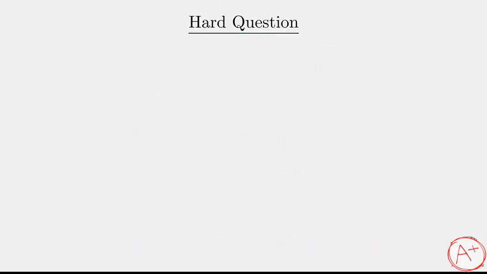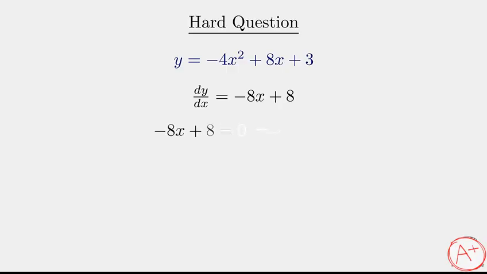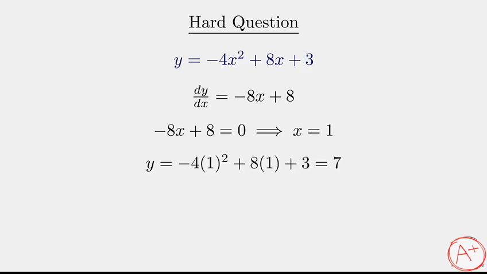For the hard question, y equals negative 4x squared plus 8x plus 3. Differentiate. dy dx equals negative 8x plus 8. Set to 0. Negative 8x plus 8 equals 0 implies x equals 1. Find the y-coordinate. y equals negative 4 times 1 squared plus 8 times 1 plus 3, which equals 7. The point is 1, 7.